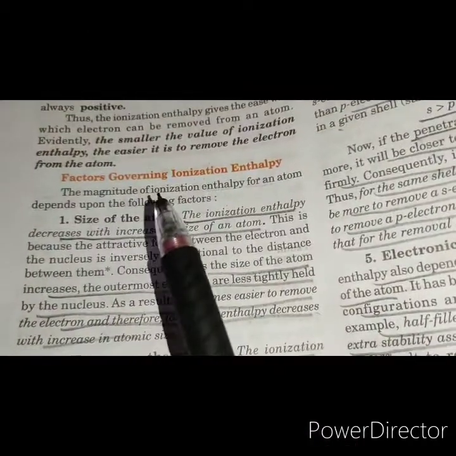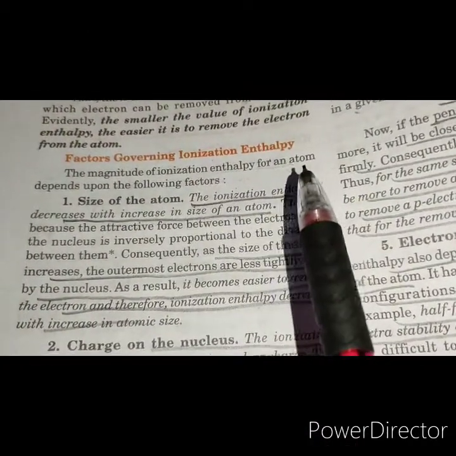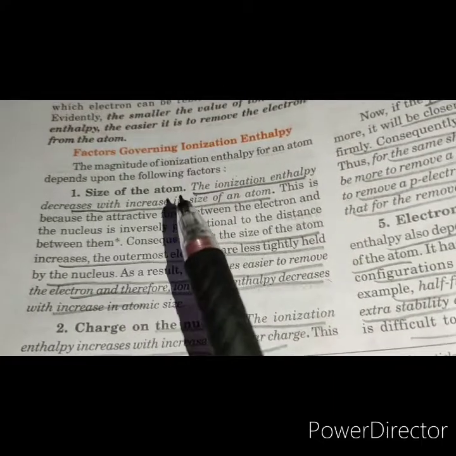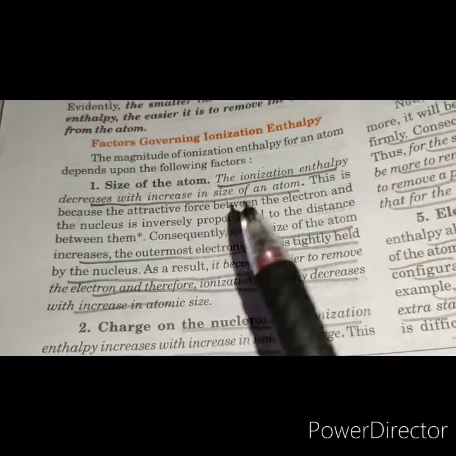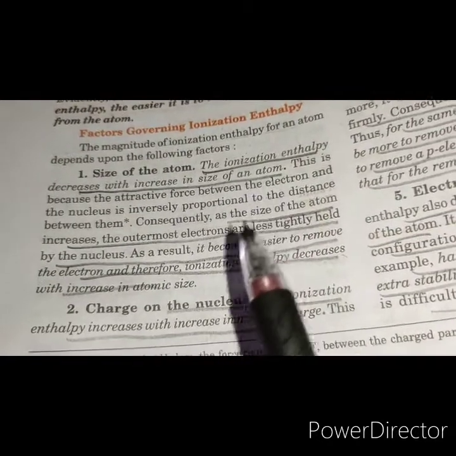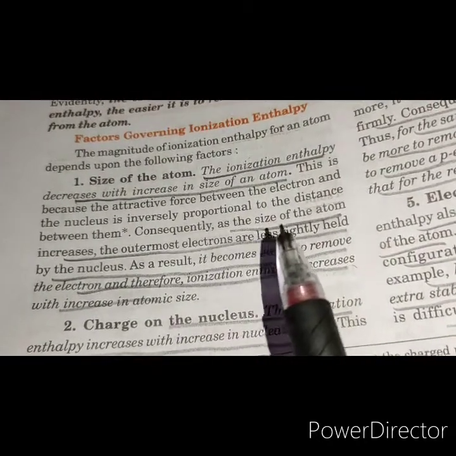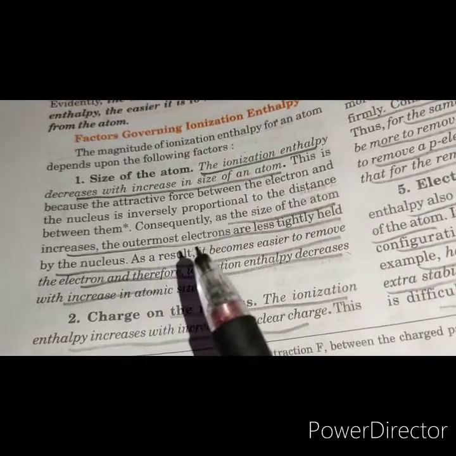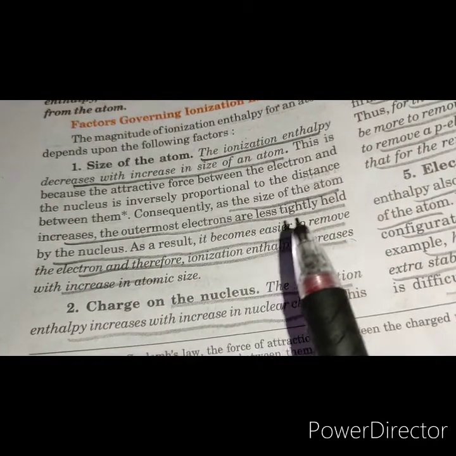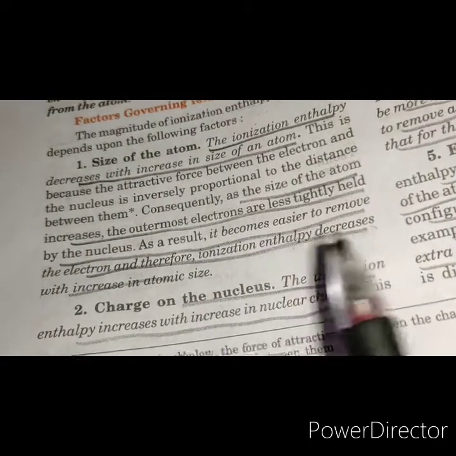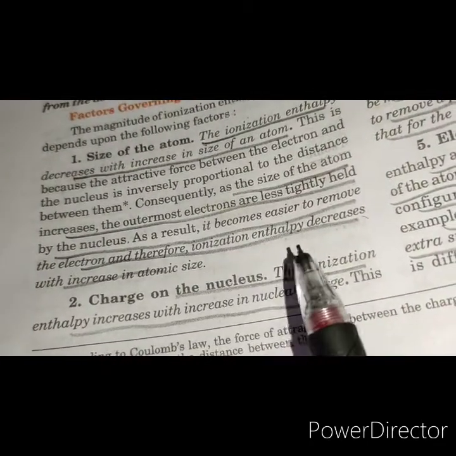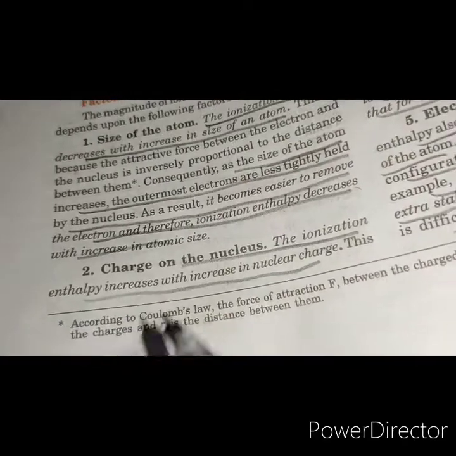Let us discuss the factors which govern ionization enthalpy. First is the size of the atom. Ionization enthalpy decreases as the size of the atom increases, because when the size of the atom increases, the outermost electrons are held less tightly by the nucleus, so it becomes easy to remove the electron, and so the ionization enthalpy decreases.